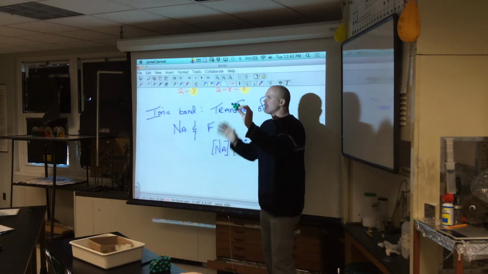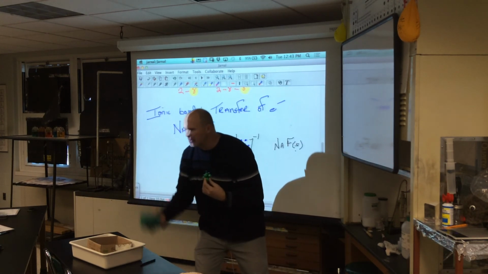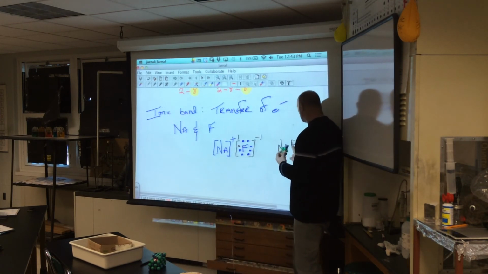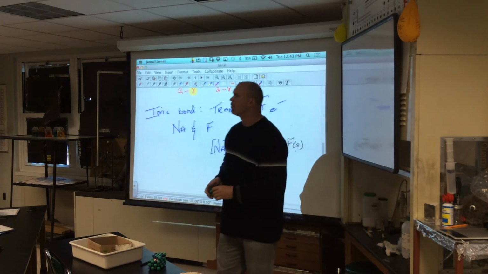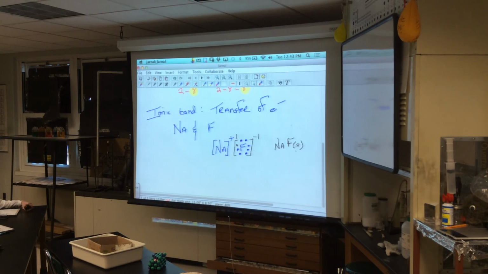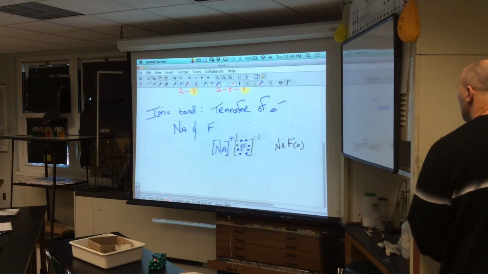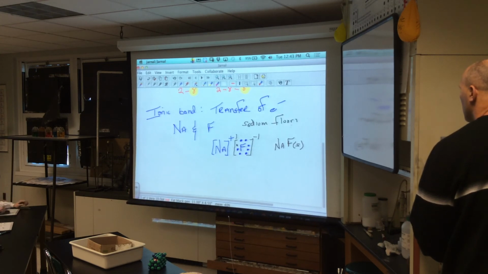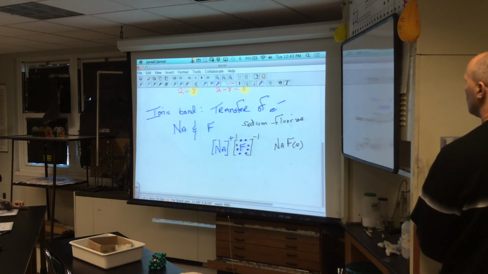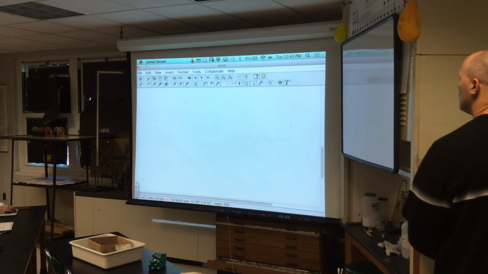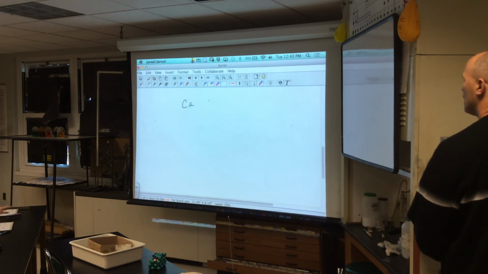Now, my friends, the formula of a crystal would have to be counting all of the individual ions. We don't do that. We just find the lowest ratio. What's the name here? Sodium fluoride. Let's do one more. Take a screenshot. So this is sodium fluoride. We can do it. All right, next, let's do calcium and chlorine.